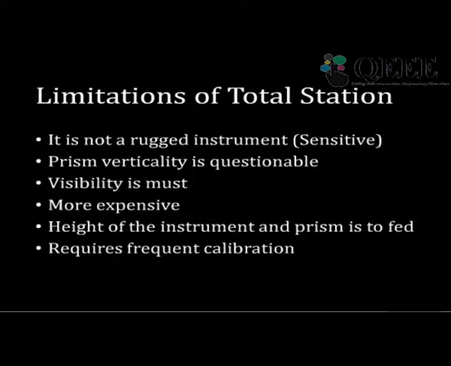The verticality has to be calibrated frequently, and there should be visibility between the two stations because it uses electromagnetic signals. The electromagnetic signals are generally visible, and the infrared signals will be affected by clouds at different magnitudes. So if you want to measure the distance between two points separated by, let us say, 4 kilometers during the winter time or foggy time, then you cannot use the total station because the fog will obstruct the movement of the electromagnetic rays between the two stations.